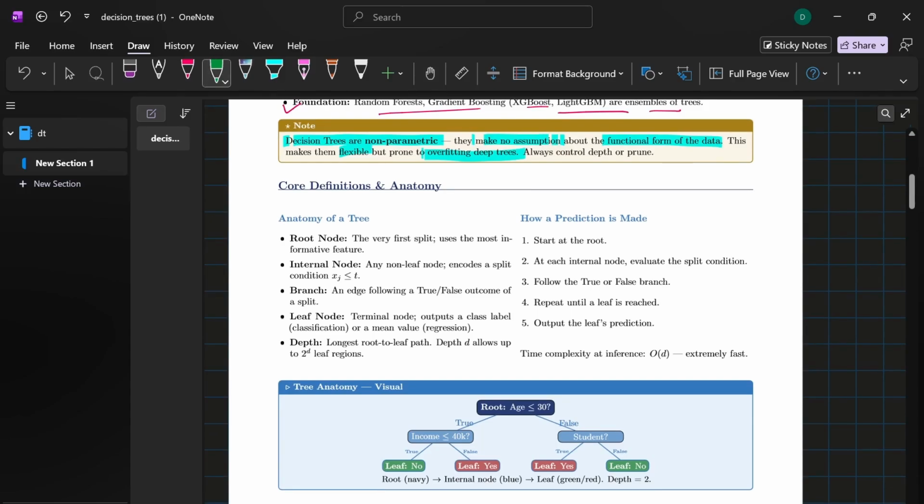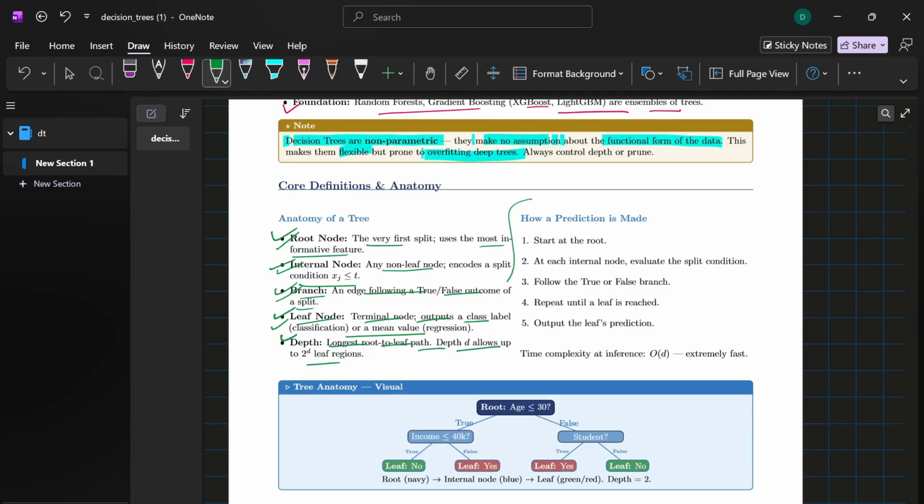Okay, moving forward, we have the anatomy of a tree. At the very top is the root node, the first question, always the most informative feature. Below there are the internal nodes, the middle questions, each splitting data on some condition, like is this value less than or equal to some threshold. The lines connecting nodes are called branches. They carry you left or right based on true or false. At the bottom are the leaf nodes, the terminal nodes. These give you the final answer. For classification, that's a class label. For regression, that's a number. And depth is just the length of the longest path from the root to the leaf. A tree of depth 2 can have at most 4 leaf regions.